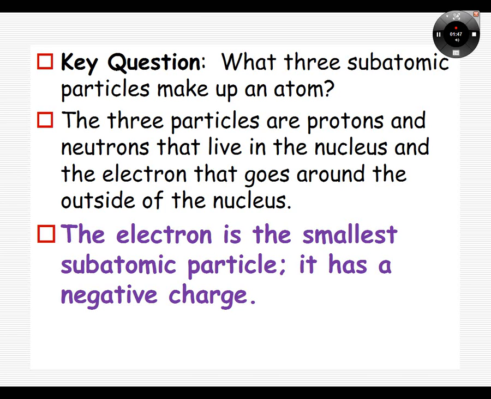What are the 3 subatomic particles? It is the neutron, the proton, and the electron. The electron is the smallest subatomic particle, with all of the negative charge.